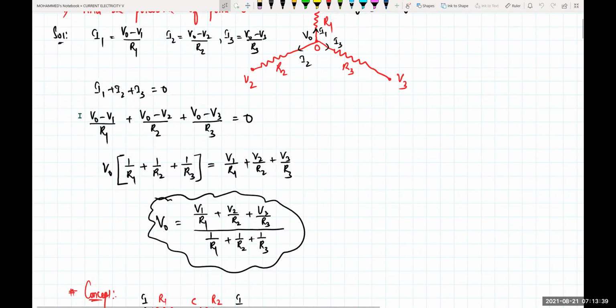All the V0 terms I am taking out as constant, and all the V1 terms, V2 terms, and V3 terms I am taking to the other side. So V0 common will be V0 times (1 by R1 plus 1 by R2 plus 1 by R3), which will be equal to these minus terms, everything going to the other side: V1 by R1 plus V2 by R2 plus V3 by R3. So V0 is equal to how much am I getting? (V1 by R1 plus V2 by R2 plus V3 by R3) divided by (1 by R1 plus 1 by R2 plus 1 by R3). Is it clear?